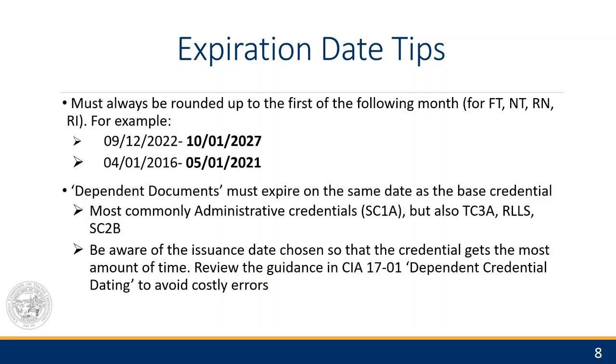If it's going from September 12th, 2022, the expiration date should be rounded up to October 1st, 5 years later, if it's a 5-year document. Another example, if it is issued on the first of a month, so let's say April 1st, 2016, it still gets rounded up to the first of the following month. So May 1st, 2021. It does not go from April 1st to April 1st.